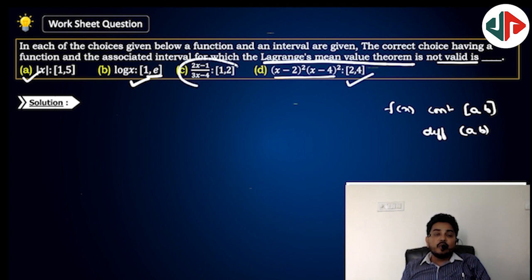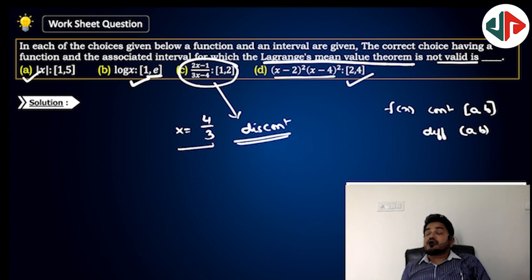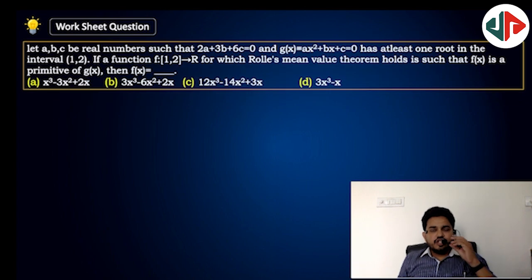This is a polynomial function, always continuous and differentiable. Only this one. Why? At x is equal to 4 by 3, this function is discontinuous. So Lagrange's mean value theorem is not applicable. The next question.